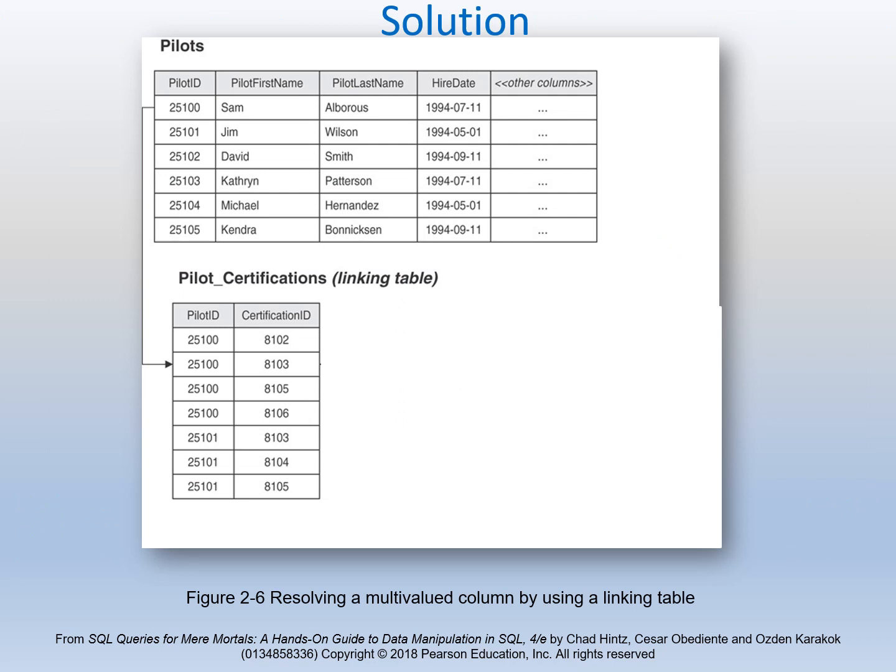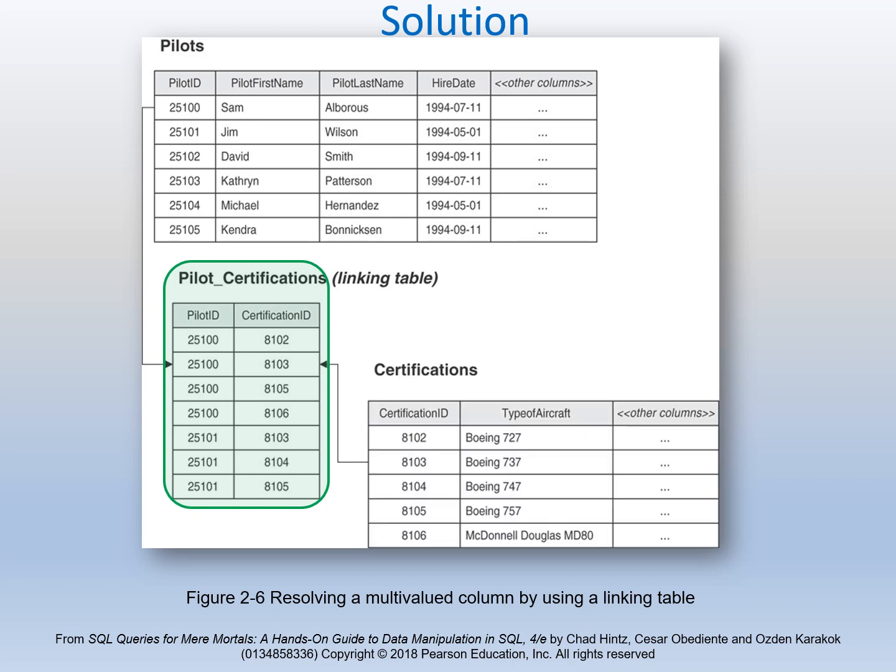To split the certification column, we would create a linked table. The table name in this example is Pilot Certifications. It has the pilot ID from the pilots table, and it has the certification ID. One certification ID per row.